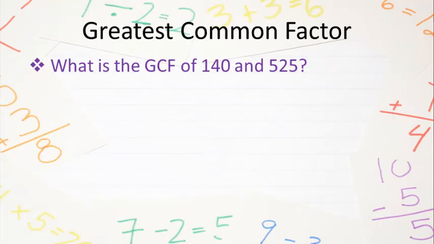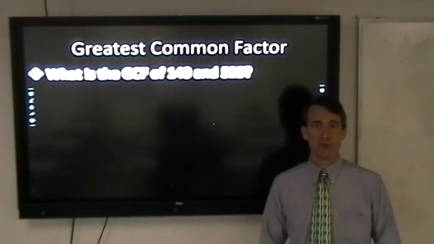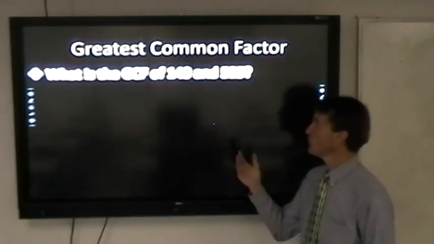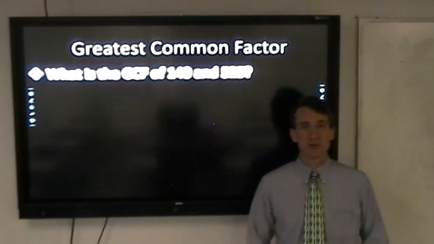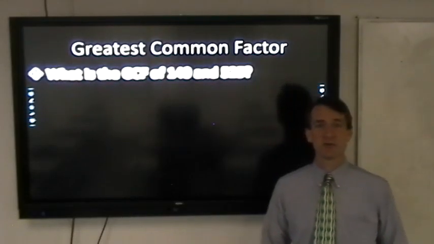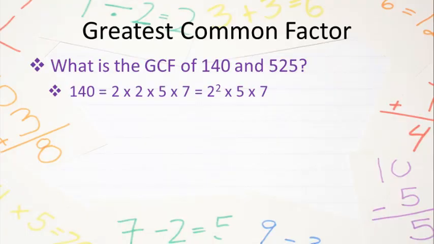So what about the greatest common factor between 140 and 525? Much larger numbers that we're dealing with, but yet we're going to follow the same process. So if I start off with the 140 number and I prime factor, well, I can divide by 2, that gives me 70. I divide by 2 again, that gives me 35. I divide by 5 and that gives me 7. So prime factoring 140 gives me 2 times 2 times 5 times 7.